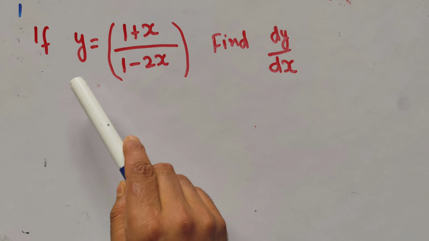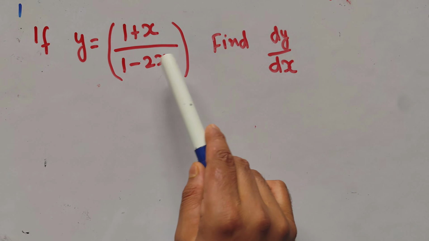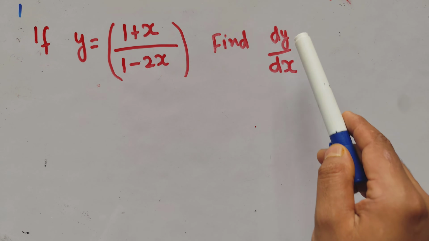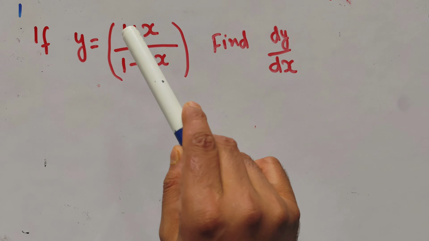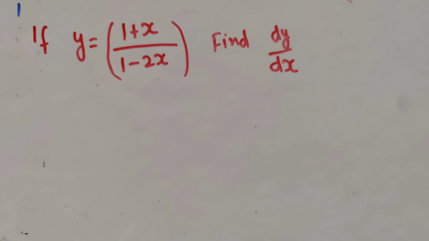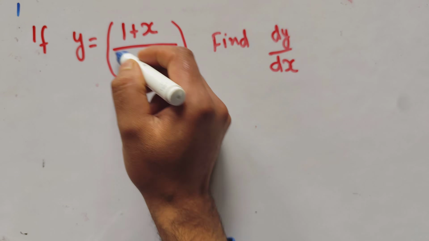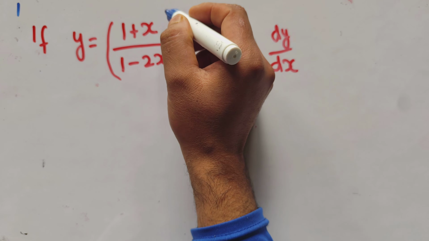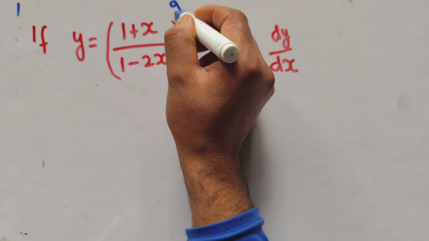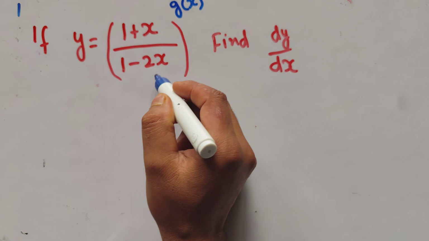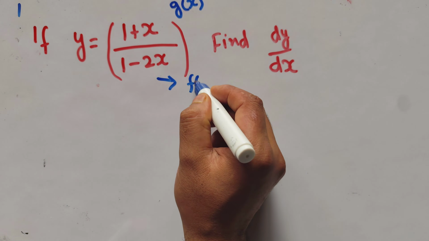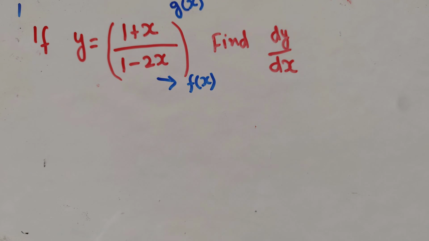Next question is: if y is equal to (1 plus x) divided by (1 minus 2x), find dy upon dx. That is, we need to differentiate this function with respect to x. Here we have to apply the quotient rule. Let us say the numerator is g of x, and the denominator is f of x. So what does the quotient rule tell us?